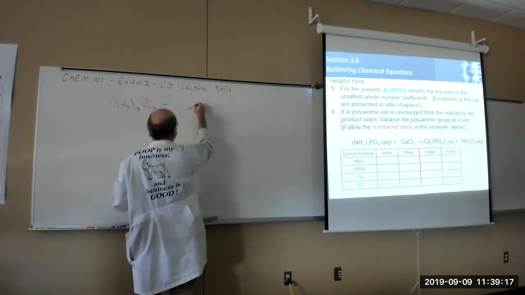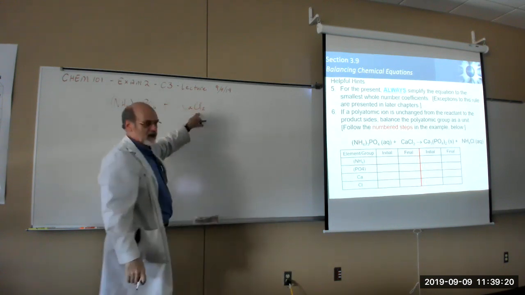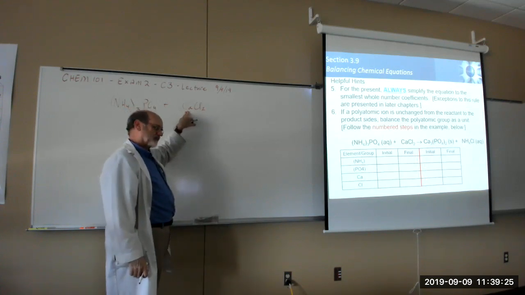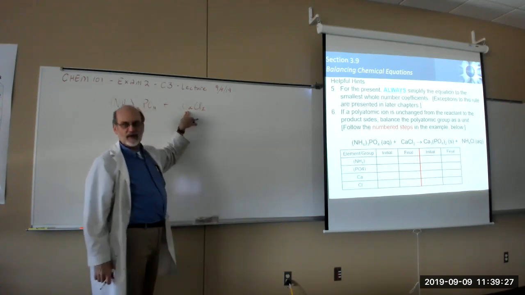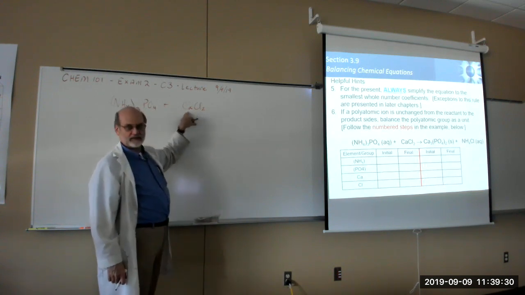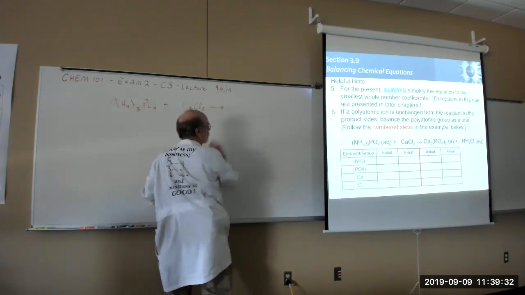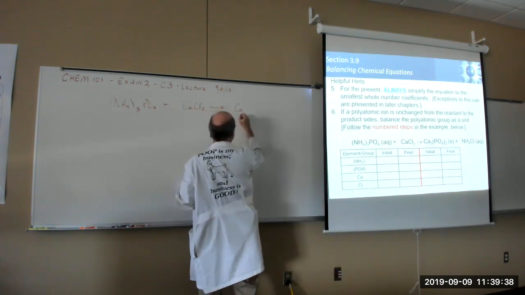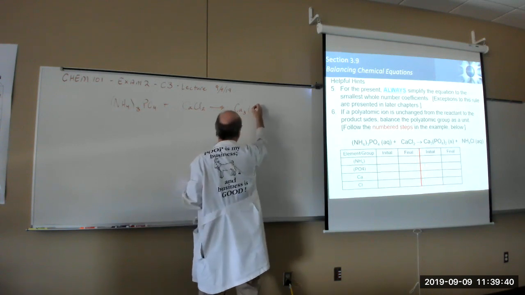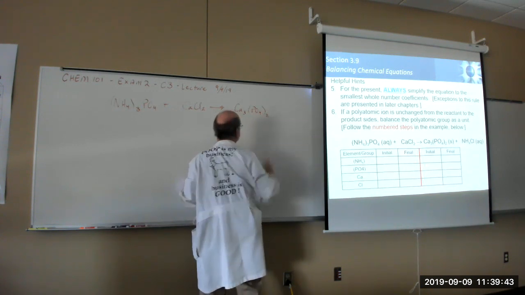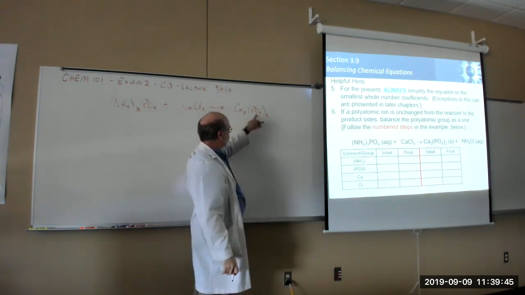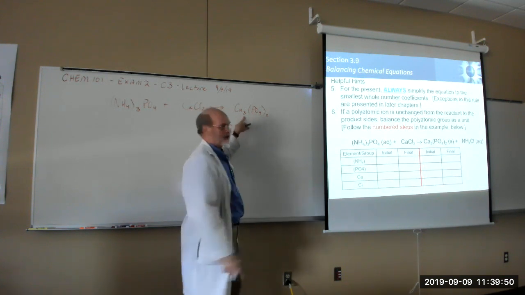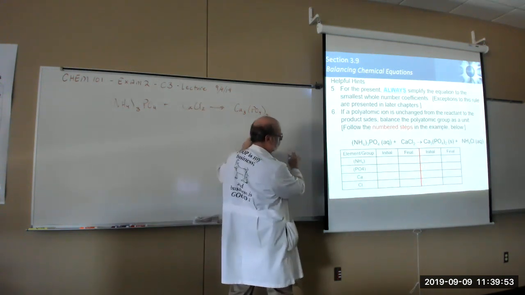Calcium chloride. Chlorine is a halogen with a -1 charge. Calcium is an alkaline earth, which is 2+. So you need 2 minuses to balance that one. Then you have calcium phosphate. Make some space there for the coefficients. So 2 times 3- is 6-, and 3 times 2+ is 6+. That's balanced. A balanced equation.